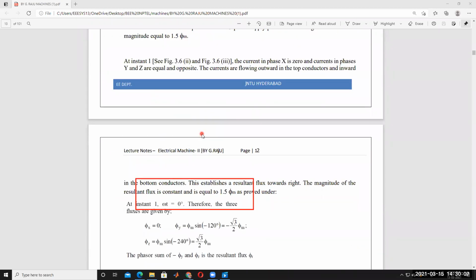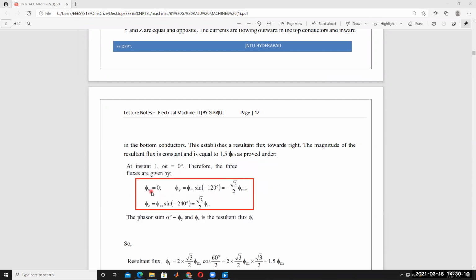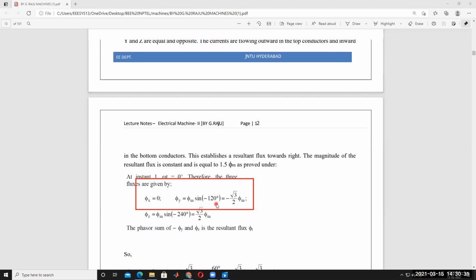So we'll get these different results. At ωt = 0, φx = 0, φy = −√3/2 φm, and φz = +√3/2 φm. These are the three different fluxes in the different phases: φx = 0, φy = −√3/2 φm and φz = √3/2 φm.